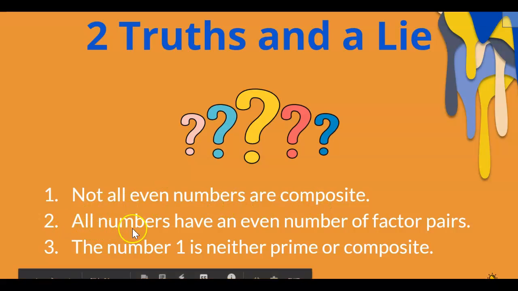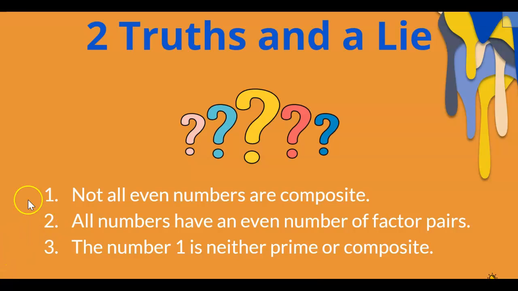Number 2, all numbers have an even number of factor pairs. Again, we've practiced with factor pairs. Same thing, if you need to go back into your notebook to examine our work with factor pairs, I want you to do that. Number 3, the number 1 is neither prime or composite. So 2 of these are going to be true. 1 of them is not true. We're going to pause for a minute. I want you to examine those and try to figure out which one is going to be not true.